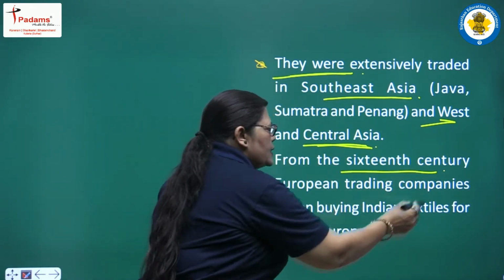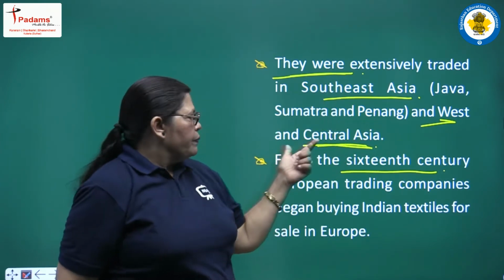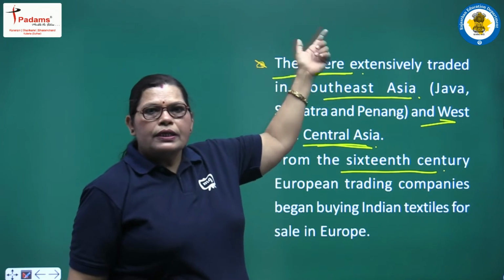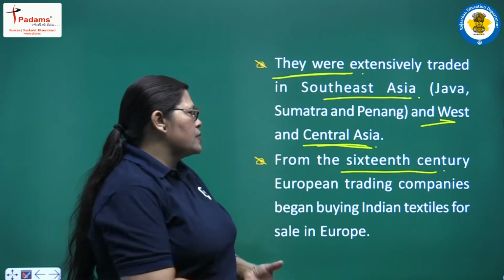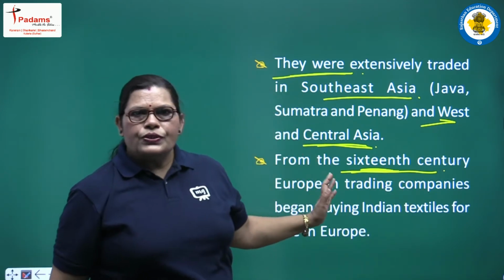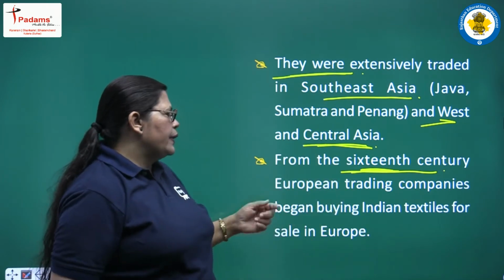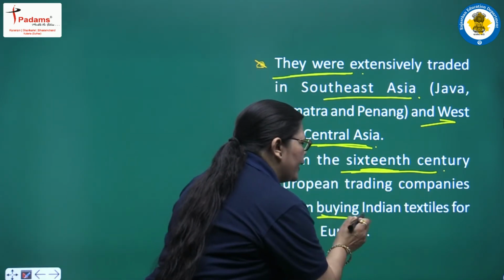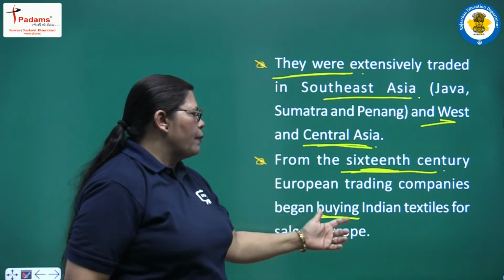From the 16th century, yes, see what happened in our past. When we are discussing the 17th century, the 18th century, the 19th century, and when we are discussing the 16th century, what happened in the 16th century, students? European trading companies began buying Indian textiles for sale in Europe, because they had a great demand.